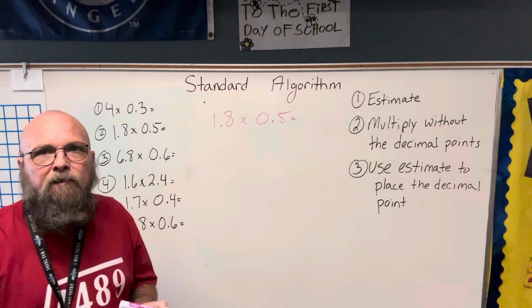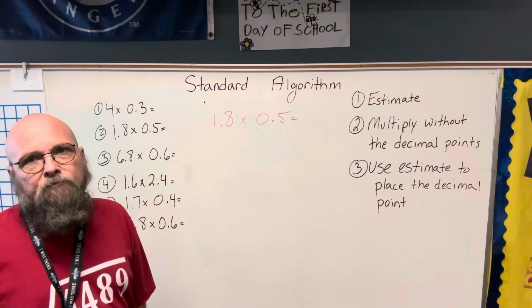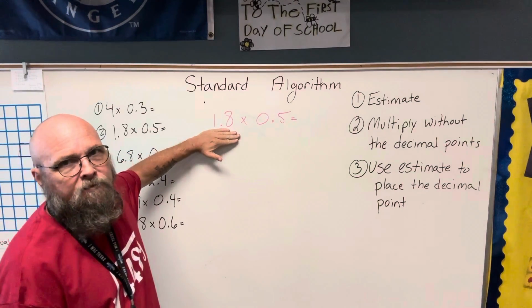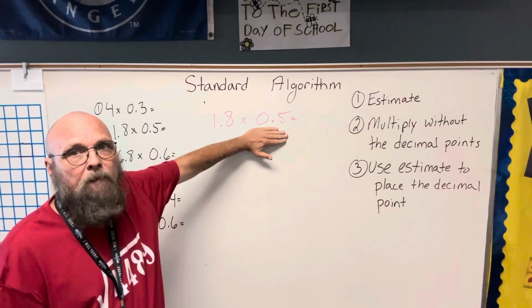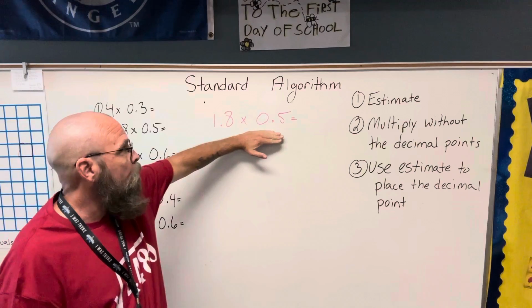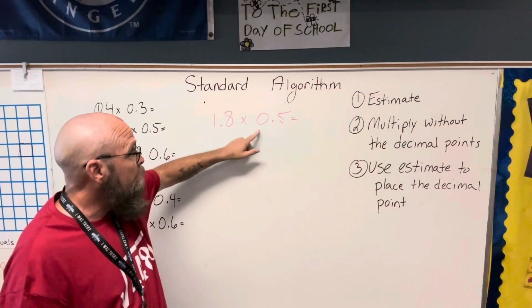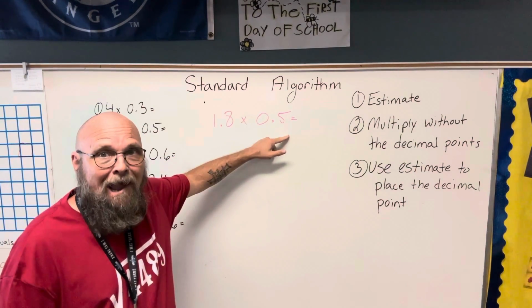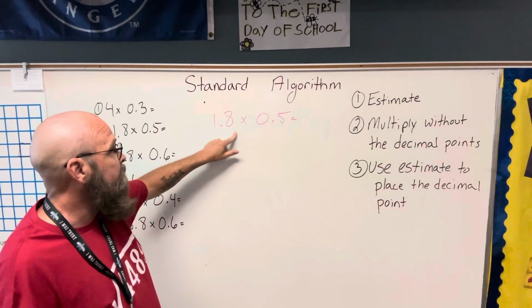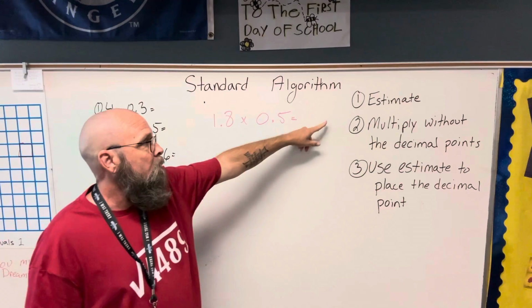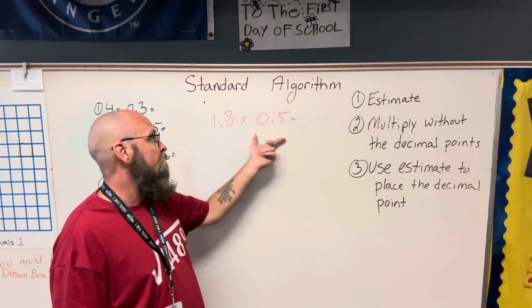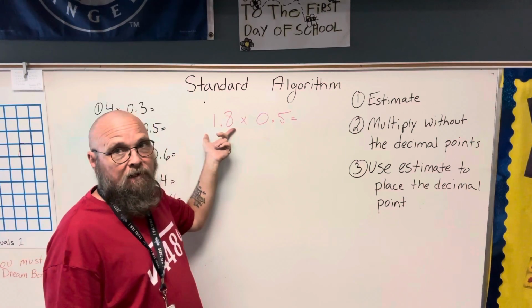Now we have 1 8/10 times 0 5/10. My answer is going to be smaller than 1 8/10 because I'm multiplying by less than 1. Actually, 5/10 is a half. So my answer is actually going to be half of 1 8/10. So now I'm going to multiply my estimate. It's going to be half of 1 8/10. It's going to be less than 1 8/10.